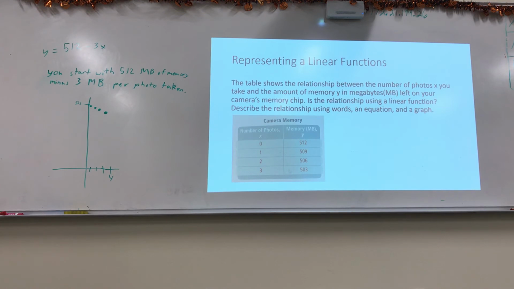Is the relationship using a linear function? Yes. The reason for that is that the memory used per picture is not changing. You will go down at a constant rate until your memory is gone. And as you can see from my graph, it looks pretty linear. It's following itself all the way down. So yes, it will be a linear function.